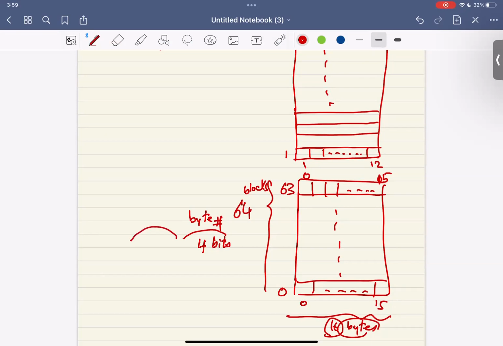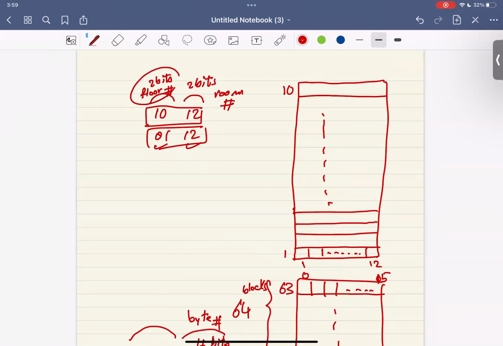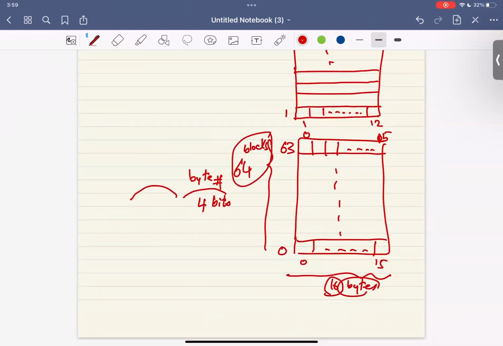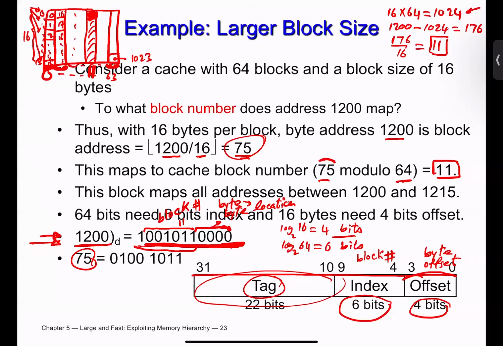The next is the floors. As we have here, for the floor we have 64 different floors, 64 different blocks. Log to the base 2 of 64 is 6 bits. So this is the block number. This is the byte number, or room number, so you will not forget, and this is the floor number. By analogy, it's exactly the same concept, and this is what we had earlier. Here is the same thing exactly.